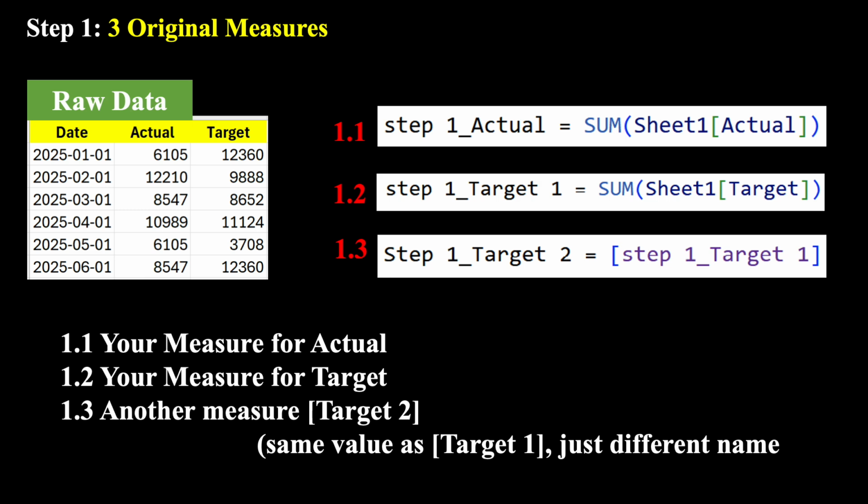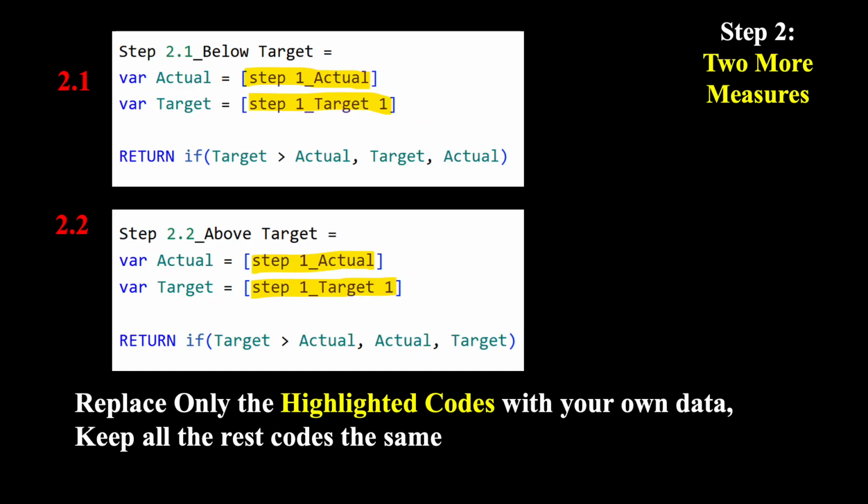Step 1 is to create 3 measures, 1.1 for your original actual measure, and then 1.2 and 1.3 to create 2 measures for the target. They're exactly the same values, just under different names, target 1 and target 2. Step 2 is to create 2 more measures. Please replace only the highlighted sections with your own data and keep all the rest the same.